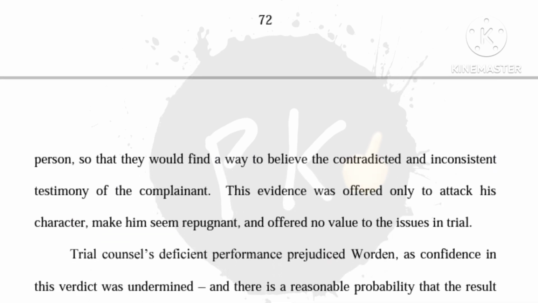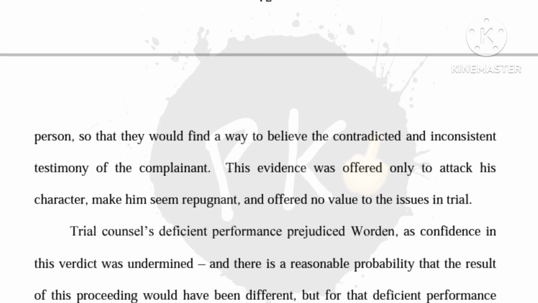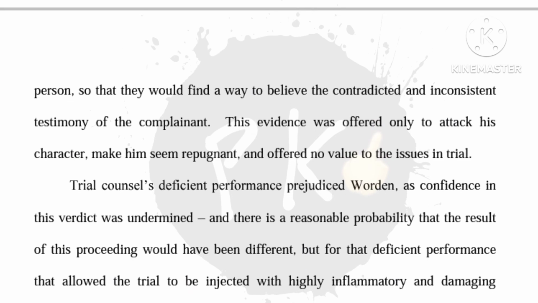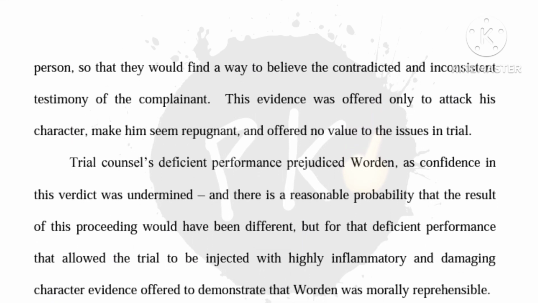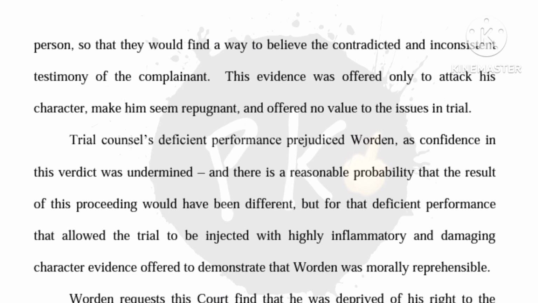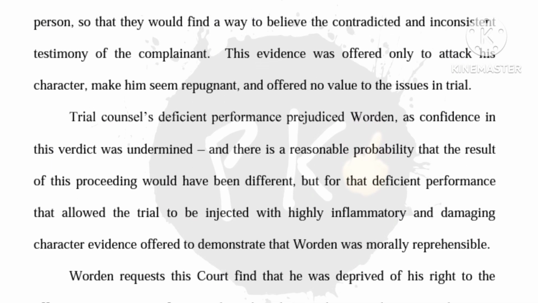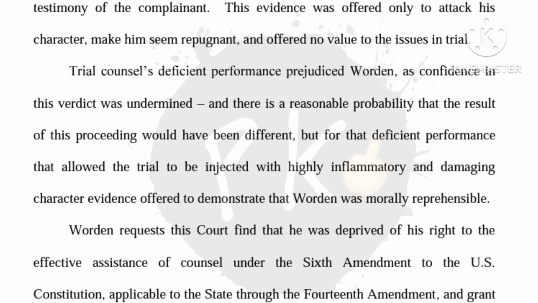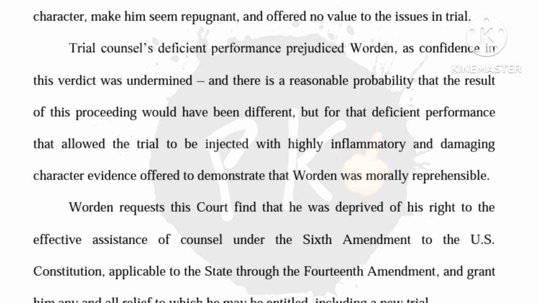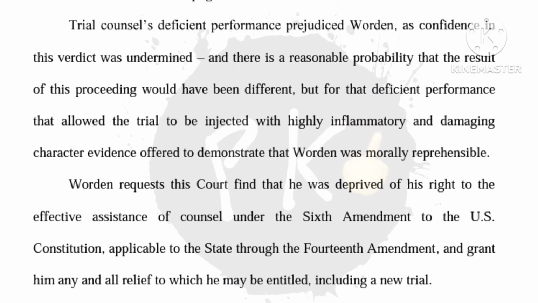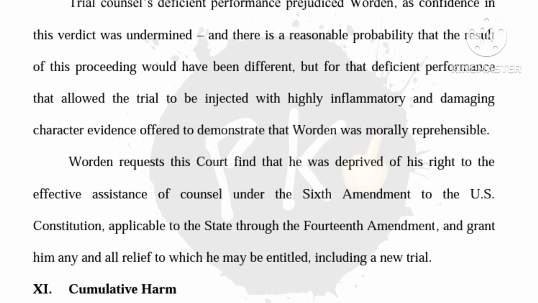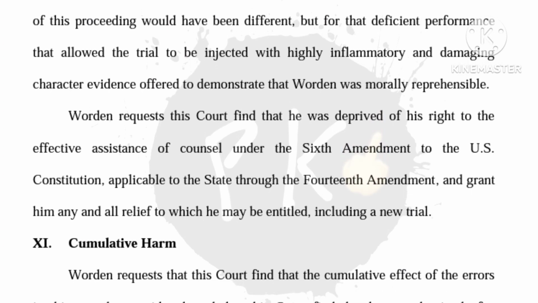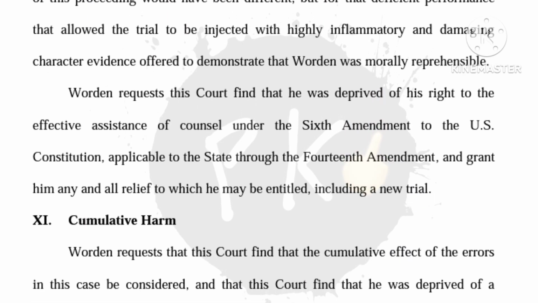in trial. Trial counsel's deficient performance prejudiced Warden as his confidence in this verdict was undermined, and there is a reasonable probability that the result of this proceeding would have been different but for that deficient performance that allowed the trial to be injected with highly inflammatory and damaging character evidence offered to demonstrate that Warden was morally reprehensible. Warden requests this court find that he was deprived of his right to the effective assistance of counsel under the 6th Amendment to the US Constitution, applicable to the state through the 14th Amendment, and grant him any and all relief to which he may be entitled, including a new trial.